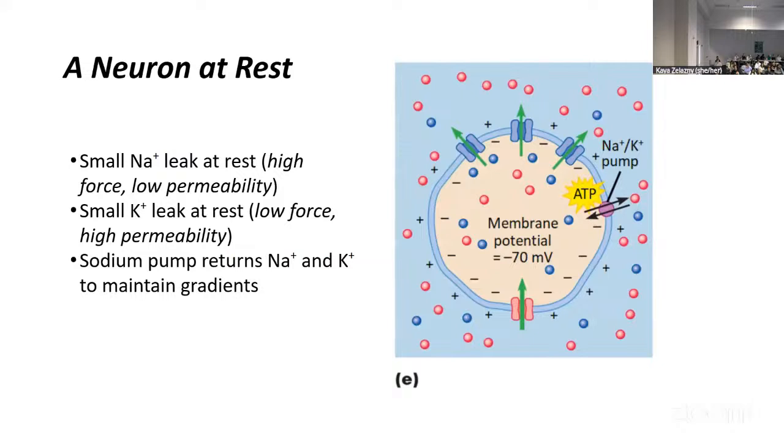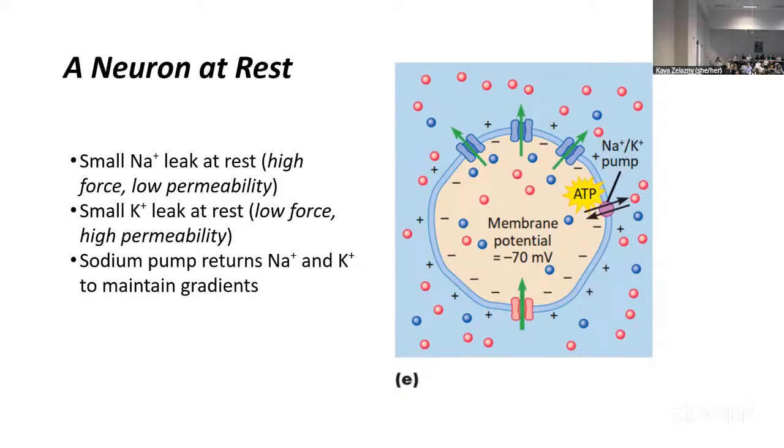So our neuron at rest does have leak channels throughout. So the channels that we've just been describing as high permeability to potassium, low permeability to sodium are going to be described later on as our leak channels, maintaining this resting membrane potential when our neuron is at rest. So we have a small sodium leak into the cell. We have a relatively small potassium leak once we're at -70, right?